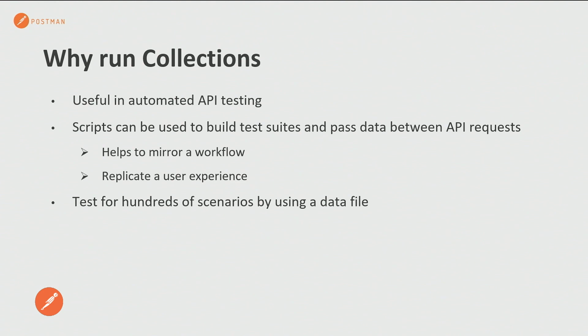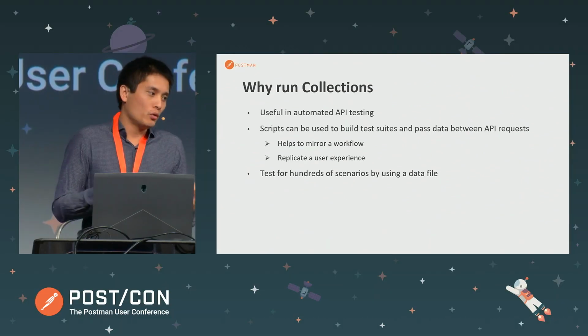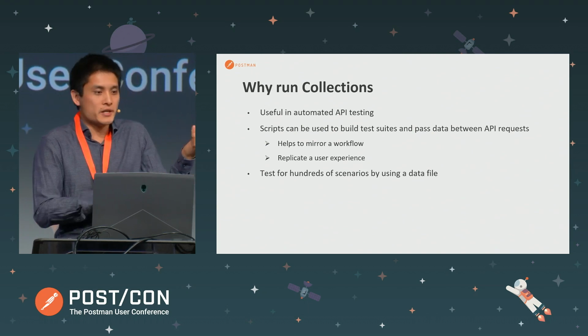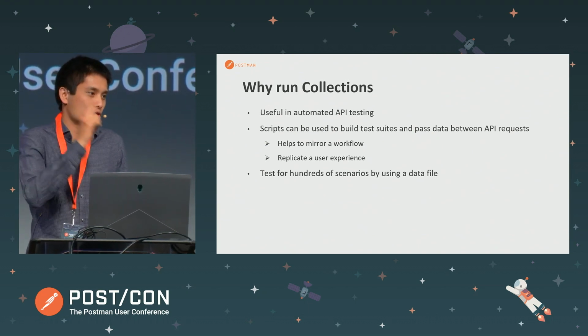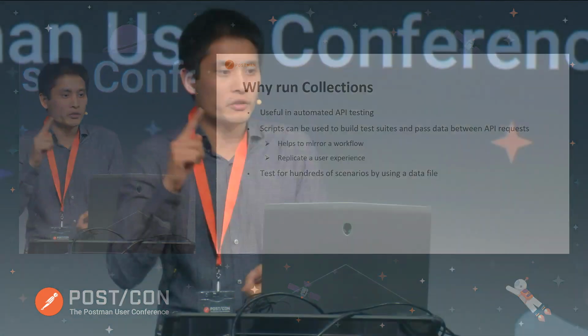We can also then build scripts into these tests so that we can help to mirror a particular workflow or replicate a user experience. For example, if I am testing my shopping cart API, one of the functions that we want to test for is to order a product. But ordering a product involves making potentially tens or maybe even hundreds of API calls. You have to search for the product, add it to your shopping cart, go through the checkout, payment, and everything. All of those would be a separate API call, and so we want to run a collection to run through all the necessary endpoints that we need for that particular user story. You can also test for hundreds of scenarios by using a data file.